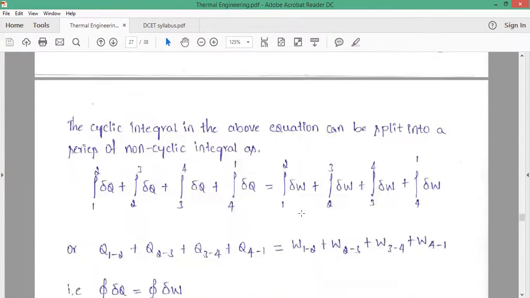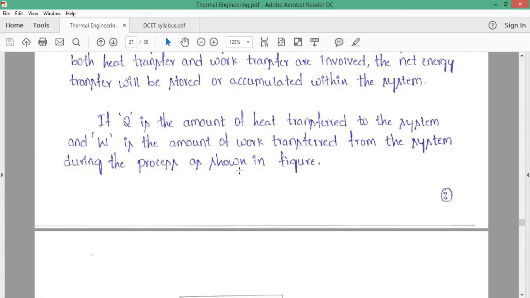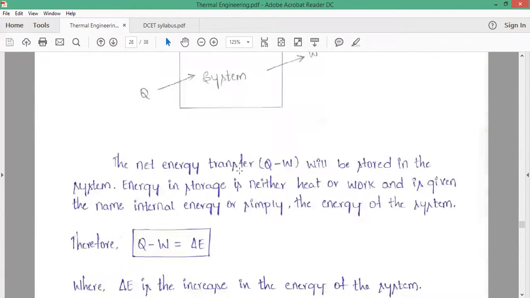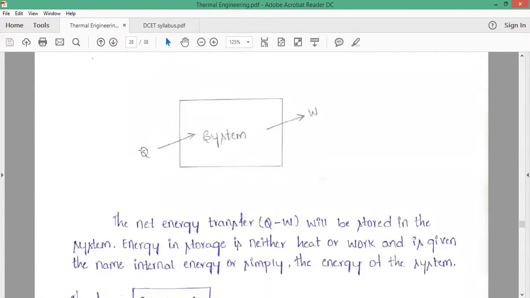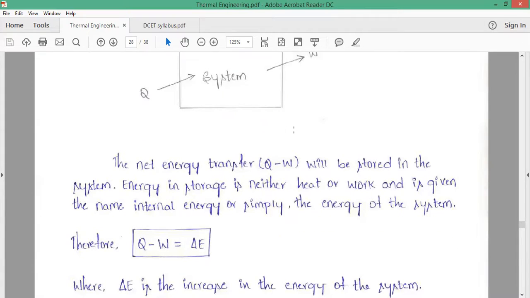Similarly, we are having the first law of thermodynamics for a non-cyclic process. Means if the initial state and final states are different, then the first law of thermodynamics changes its shape. Right, let's consider the system. For the system, if q is the amount of heat added to the system and w is the amount of work done by the system on its surroundings, the net energy transfer is q minus w.